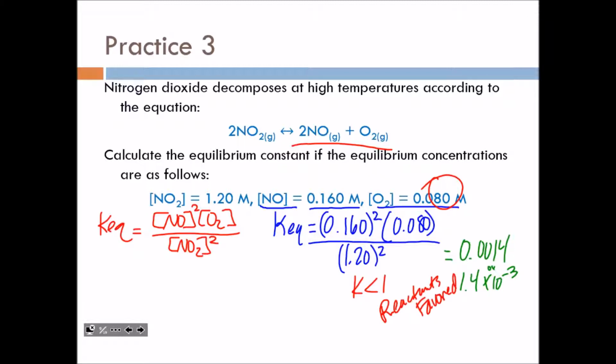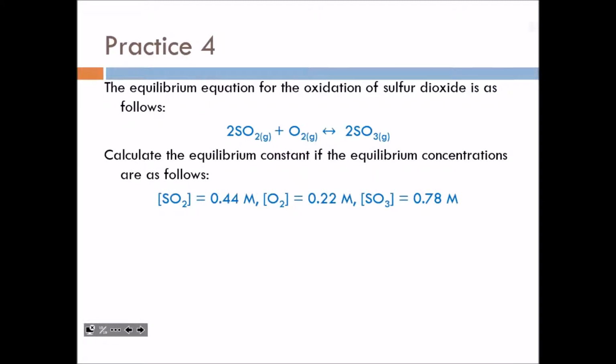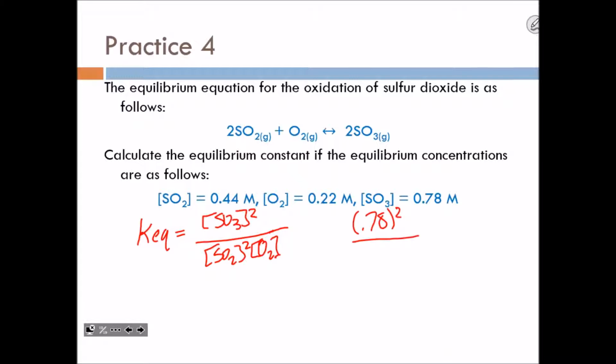Now try the next one real quick. Okay. Next one. If you wrote out the expression correctly. Up here, guys. Let's focus. We get SO3 squared over SO2 squared and the concentration of oxygen. When you plug everything in, you get 0.78 squared over 0.44 squared times 0.22. What is your Keq?